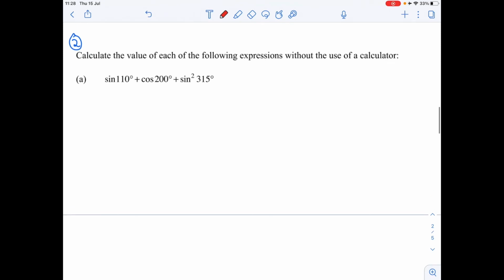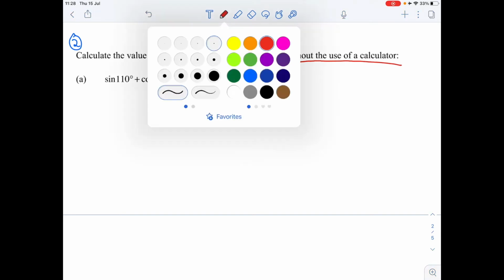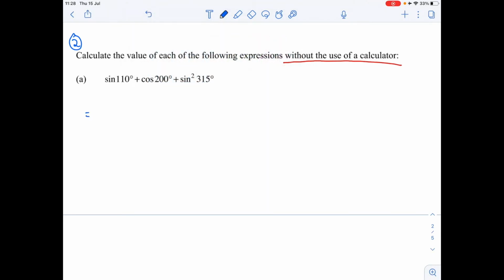Okay, let's keep moving. Calculate the value of each of the following expressions without the use of a calculator. Okay, very important that the first thing we do is we reduce. So 110, second quadrant, sine is positive, and 180 minus 110 is 70. I'm going to move a little bit quicker. 200 takes me to here, cos is negative.